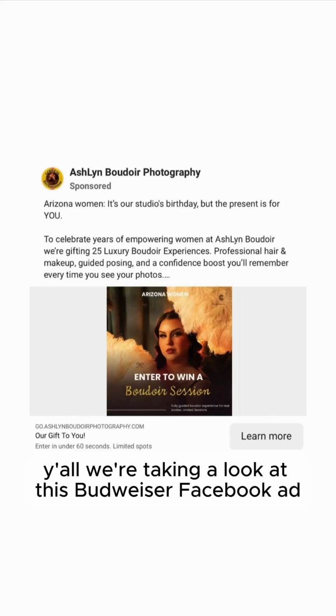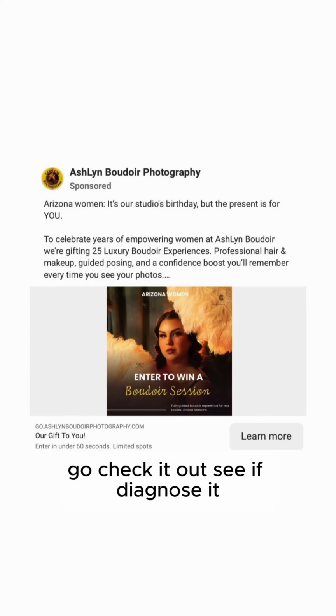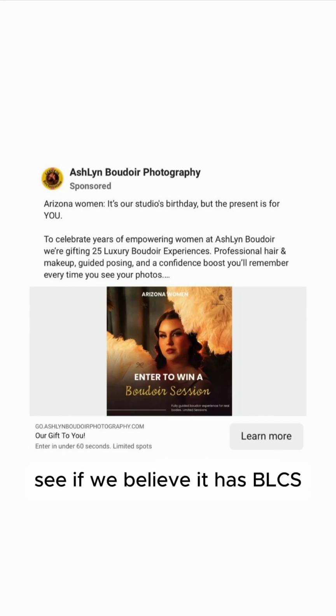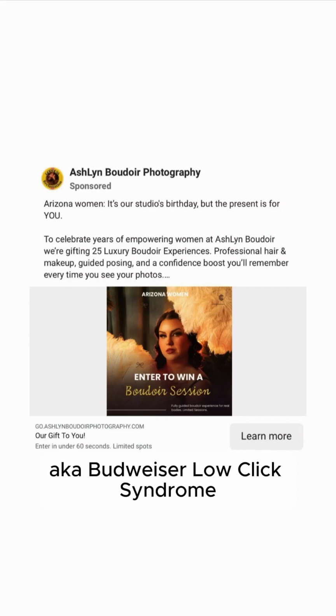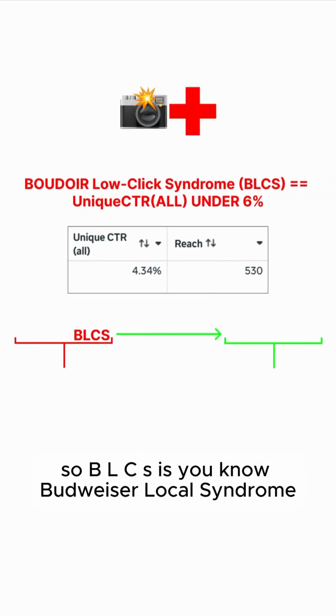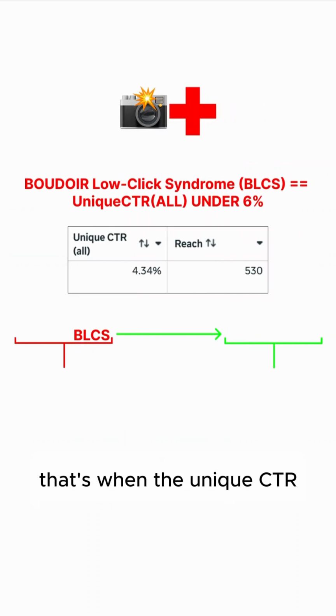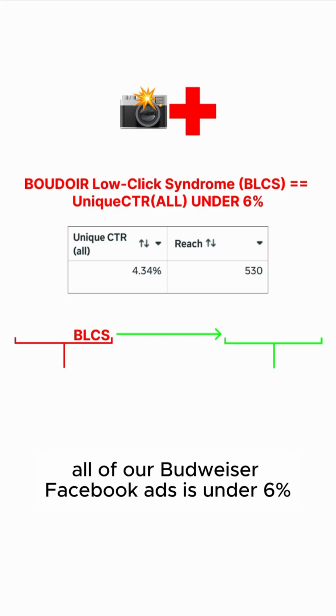All right, y'all, we're taking a look at this Boudoir Facebook ad. Gonna check it out, diagnose it, see if we believe it has BLCS, aka Boudoir low click syndrome. So BLCS is Boudoir low click syndrome. That's when the unique CTR all of our Boudoir Facebook ads is under 6%.